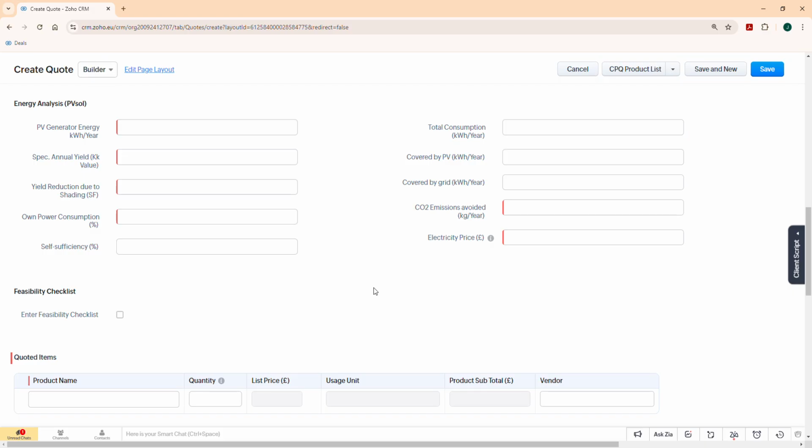Now, the first thing you'll notice is there are a series of red flashes, which means there are a series of mandatory fields. And again, without those mandatory fields being completed, you will not be able to progress this quote to completion and save it, because it will throw up an error and say you haven't completed them. So we're going to do that now.